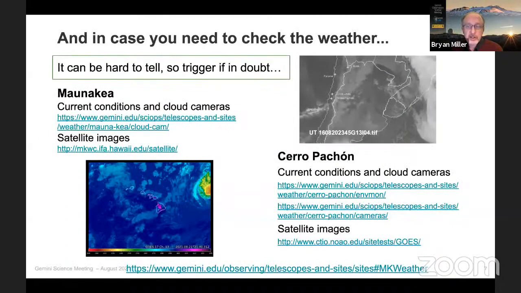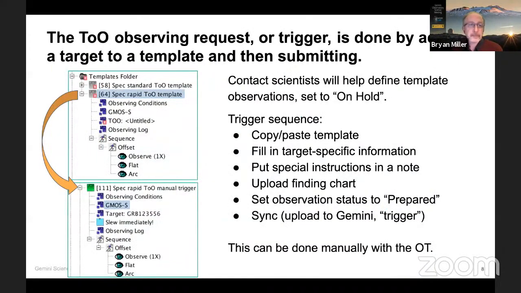Okay, so that's the information you need to send the trigger. Now, I'd like to go through how it's actually done. In general, the process is that you have to organize a set of observing templates, and then the process is to apply a target to a template and then submit it to our database for further action.